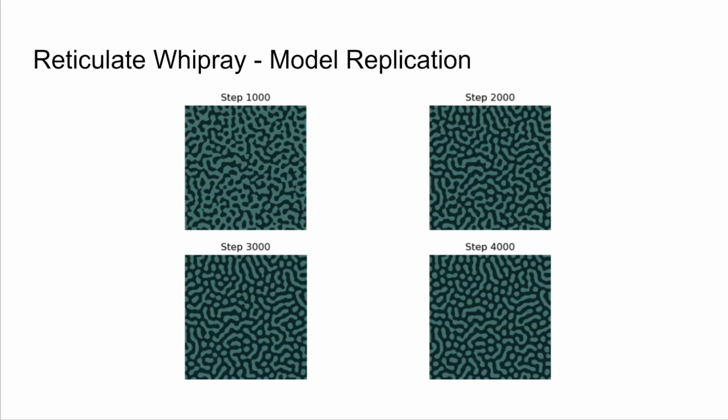And then here's our model replication. The colors are flipped, but it does show how there's a bunch of dark dots, and then it slowly turns into a dark maze-like structure.